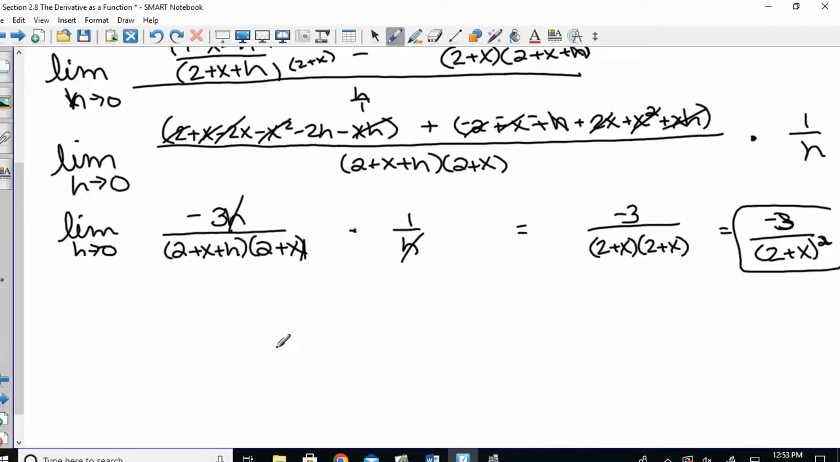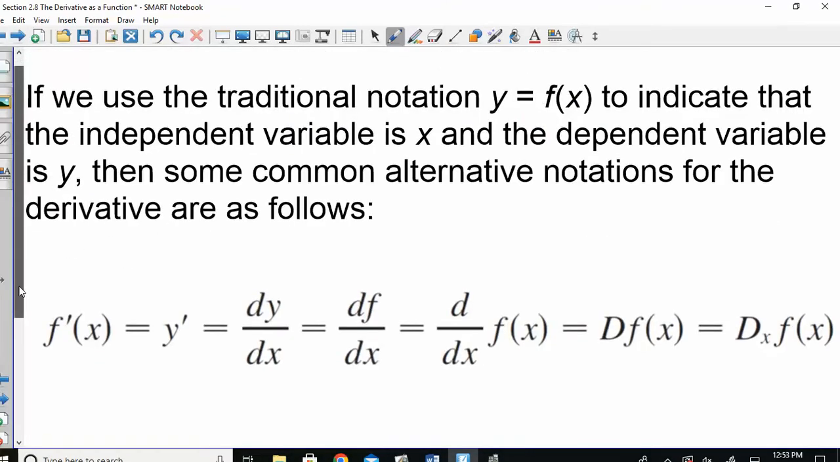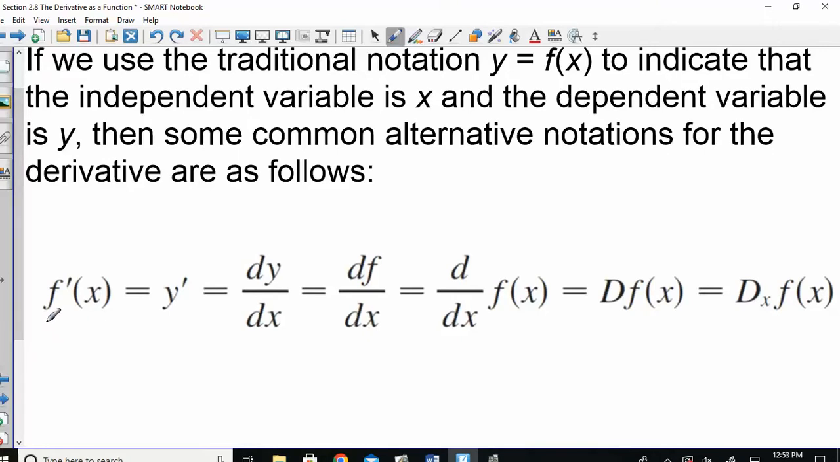There are a lot of different notations that mean derivative. So I want you to be used to seeing all of them. Typically what I've used is f prime. If it's y equals something instead of f of x equals, we could call that y prime. A lot of times you'll see me use dy dx.